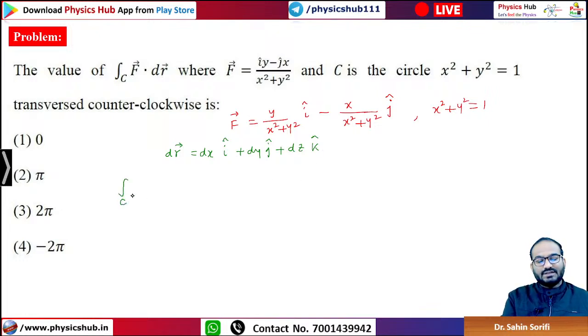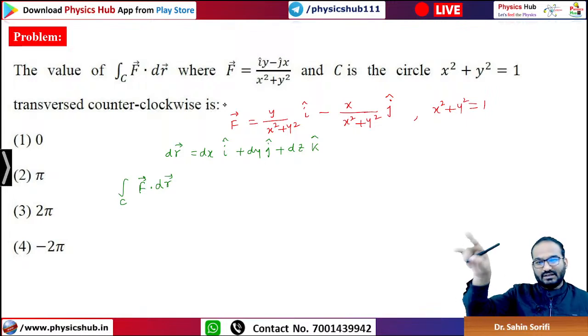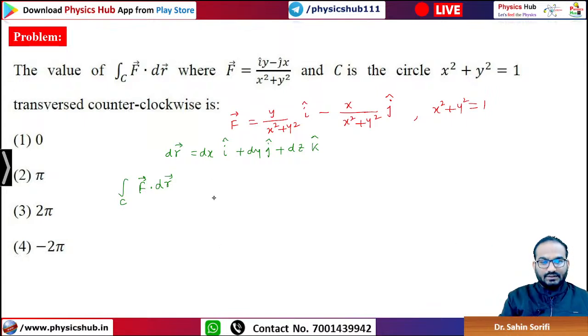So the closed integration of f dot dr you have to find out along this circle path, x square plus y square equals to 1, traversing counter clockwise. So it is a circle on the xy plane with radius 1. So first of all, f dot dr, if you calculate, what will be its value?